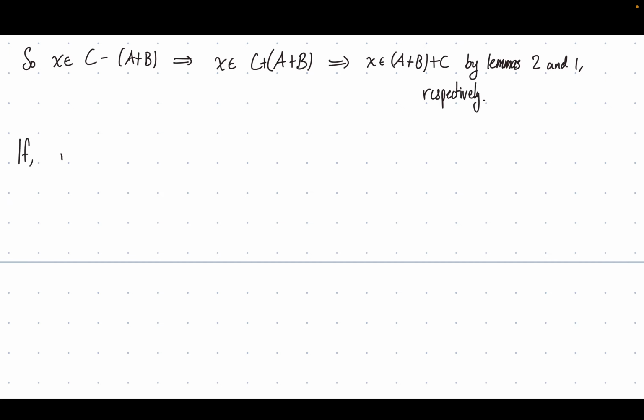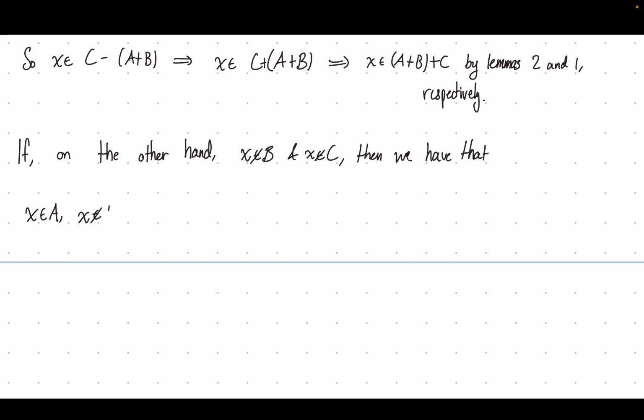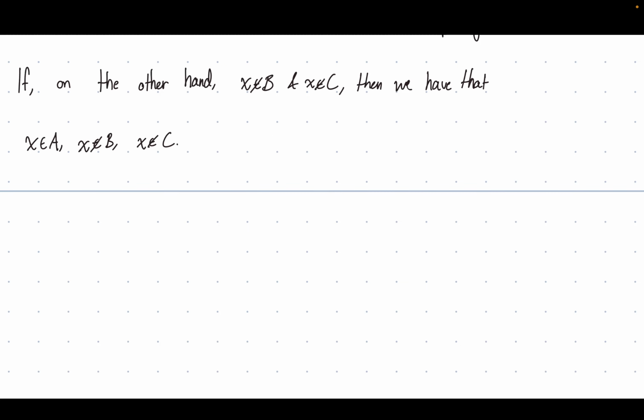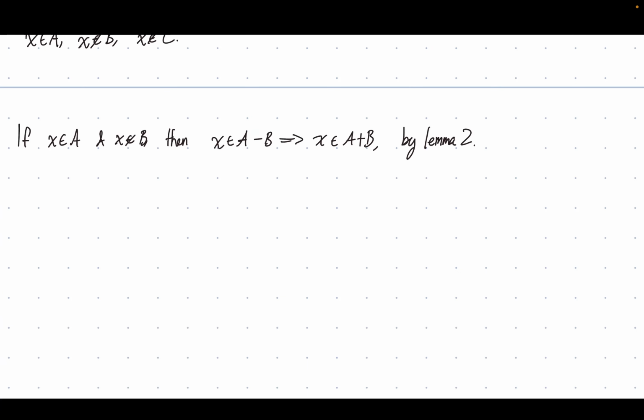If, on the other hand, x is not in B and x is not in C, then we have x is in A, x is not in B, x is not in C. If x is in A and x is not in B, then x is in A minus B, which implies that x isn't A plus B by lemma 2, right?